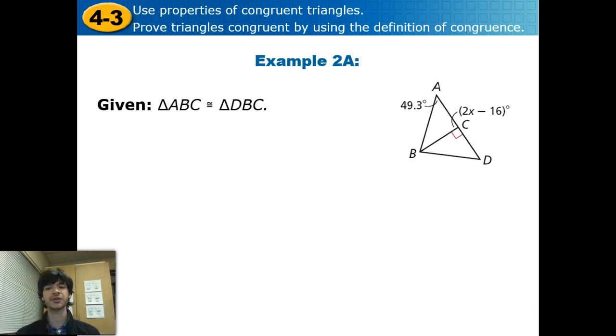So now we're looking at a different kind of example. So again, we have some congruent triangles. Make sure you know which sides correspond.